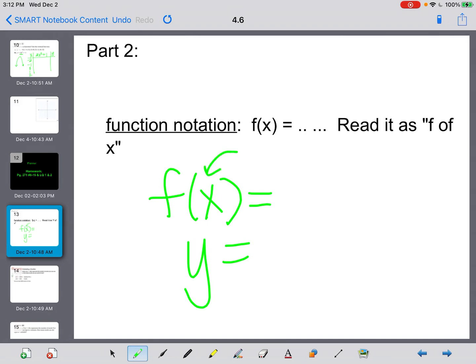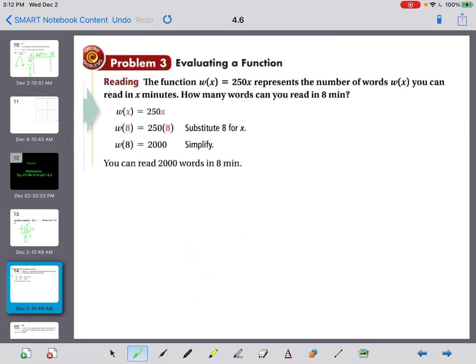So here's where we're going to put in our domain values to figure out what this would be. I'll show you what that means. The function w of x, which in our case we just talked about f of x, but remember you can interchange any letters for your variables, equals 250x, represents the number of words you can read in x minutes. How many words can you read in 8 minutes?